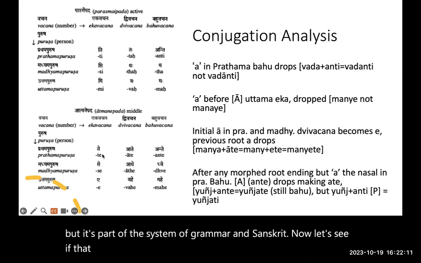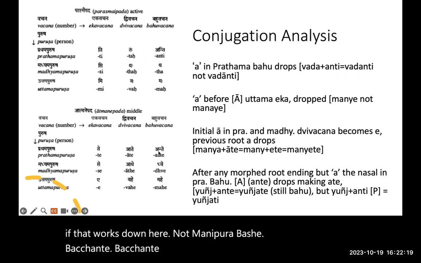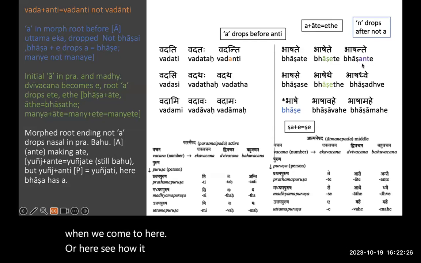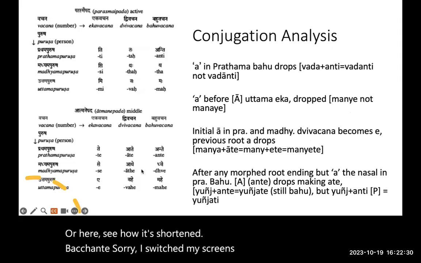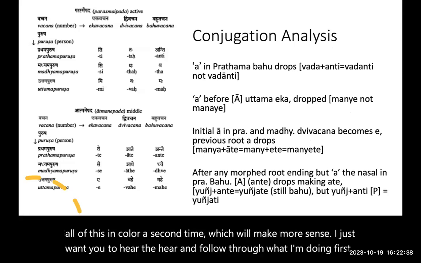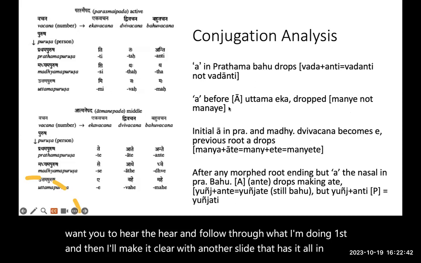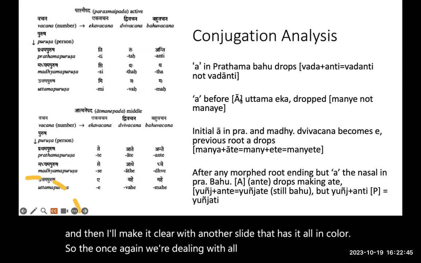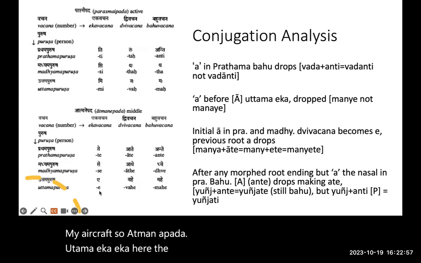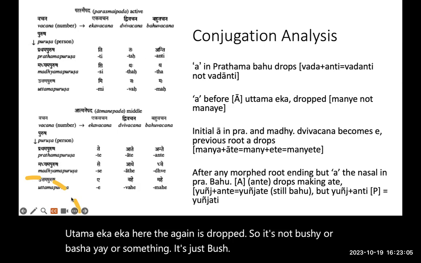Now let's see if that works down here in Atmanepada. Bhashate, bhashante, here as well, the a lengthens. We'll see that when we come to here, or here. See how it's shortened? Bhashante, sorry, I switched my screens. I'm going to do all of this in color a second time, which will make more sense. I just want you to hear and follow through what I'm doing first, and then I'll make it clearer with another slide that has it all in color. So once again, we're dealing with all these a's. Before Atmanepada Uttama Eka, e. Here, the a again is dropped. So it's not bhashae or bhashaye or something. It's just bhash plus the e, bhashe.